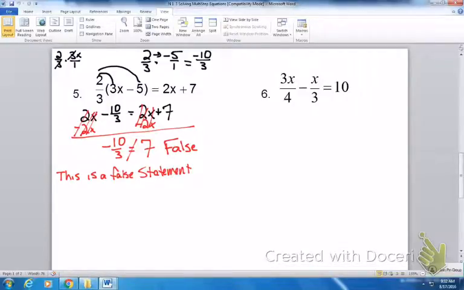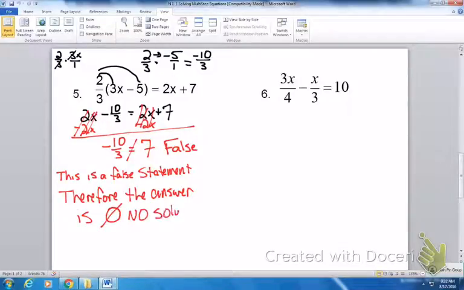The variables canceled out and the numbers that were left did not work. So it's a false statement. Therefore, the answer is this. It's a 0 with a line through it, which means no solution. That means that there's nothing I can put in to make that work, okay?